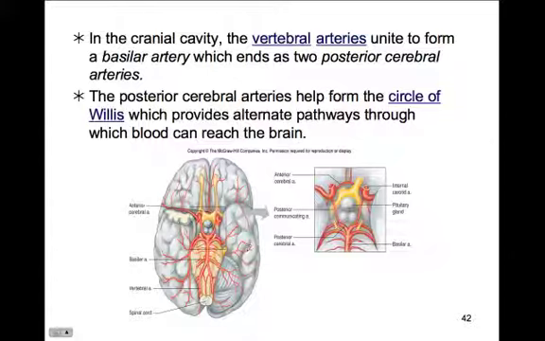The vertebral arteries will ascend into the brain and unite to form the basilar artery. The basilar artery ends as two posterior cerebral arteries. You can see these clearly here. These posterior cerebral arteries help form the circle of Willis. The circle of Willis is as far as we'll go here, because it's from the circle of Willis that many branches arise that will allow supply of blood to the whole brain.